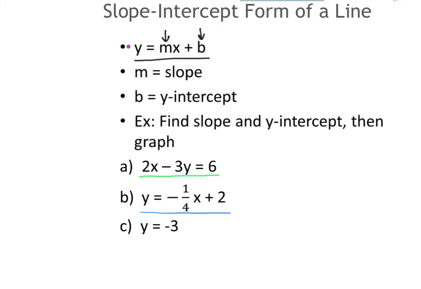And then we'll do C in red. So let's take the green one first. We've got 2x minus 3y equals 6. Most of us are probably like, that doesn't look anything like the slope-intercept form. So what we have to do is change it into slope-intercept form.